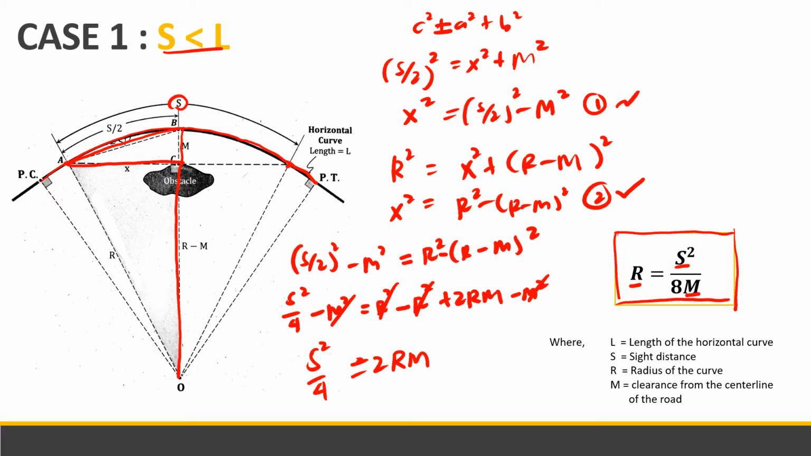So middle ordinate is one of the variables here kasi it defines the distance of the center of the curve dun sa chord. So L is the length of the horizontal curve, S is the sight distance, R is the radius, and M is the clearance from the center line of the road. So M describes the clearance ng center line ng road. So that is also related to the sight distance. So this is the equation for case 1.